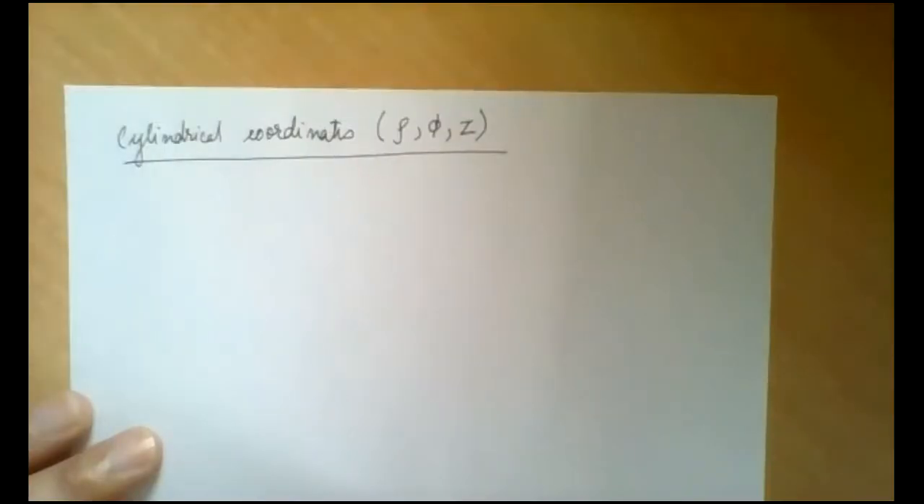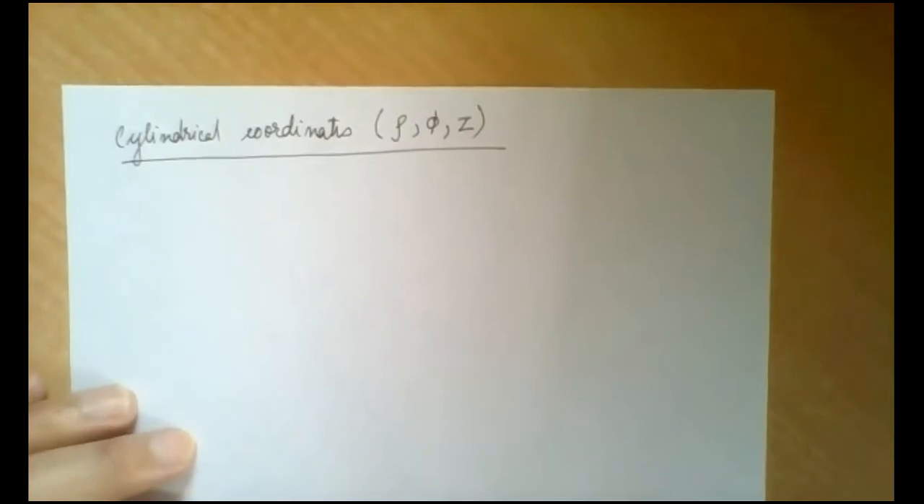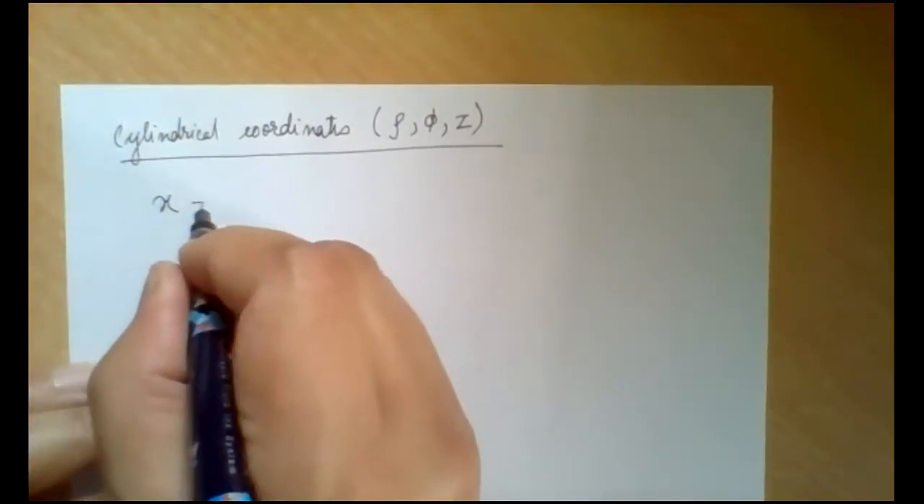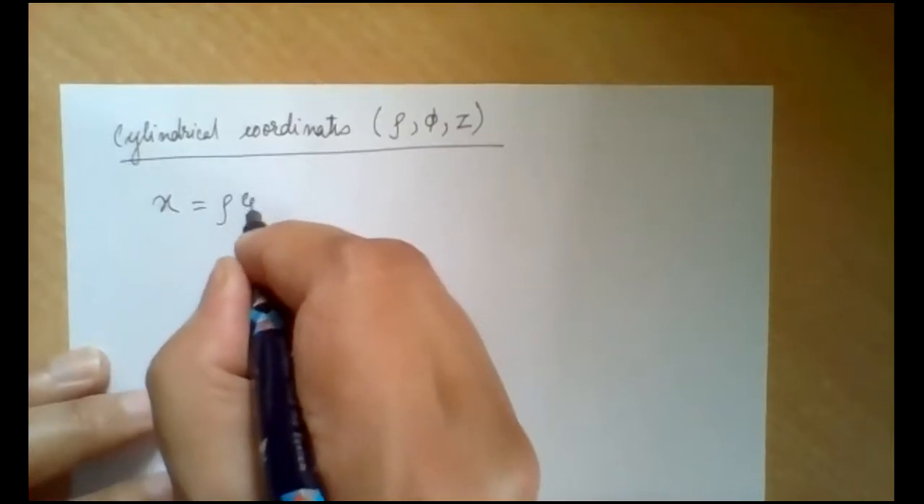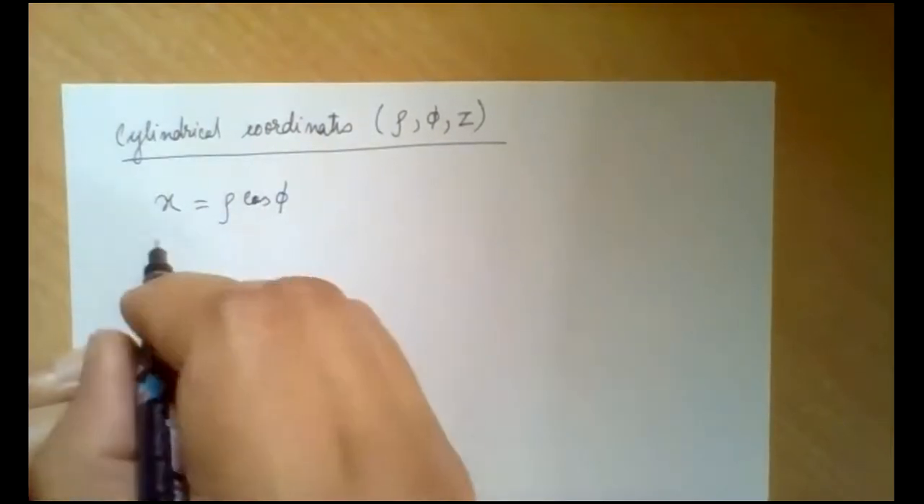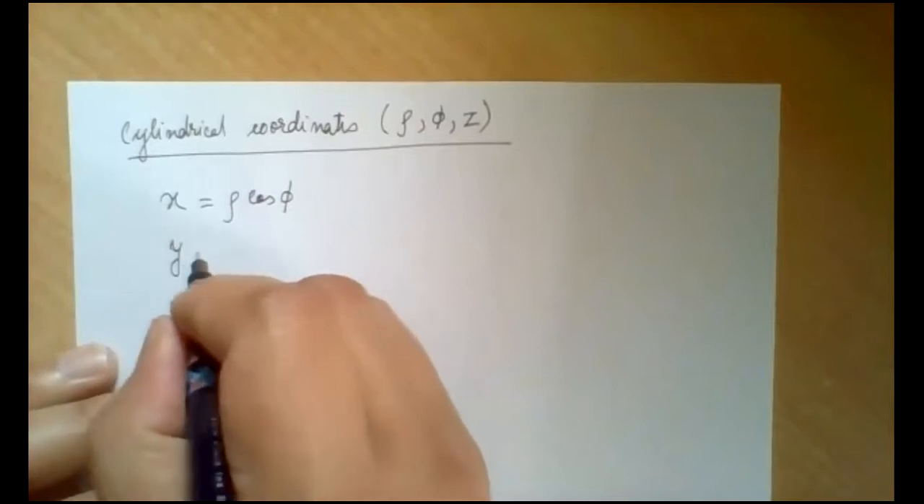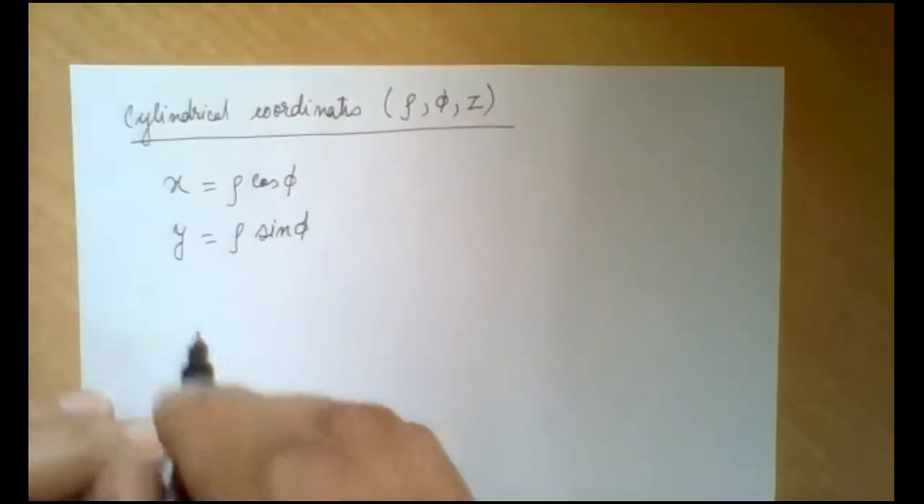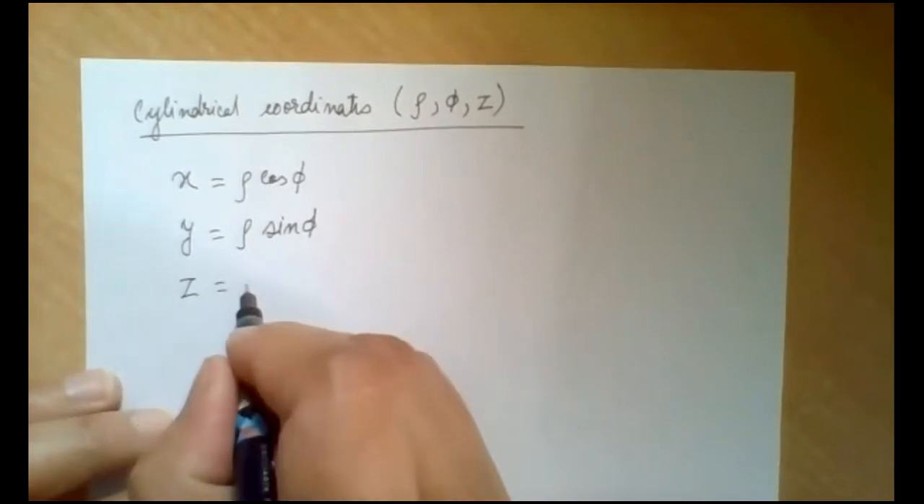And what is the relation between x, y, z and rho, phi, z? So x is rho cos phi, y is rho sin phi, and z is equal to z.